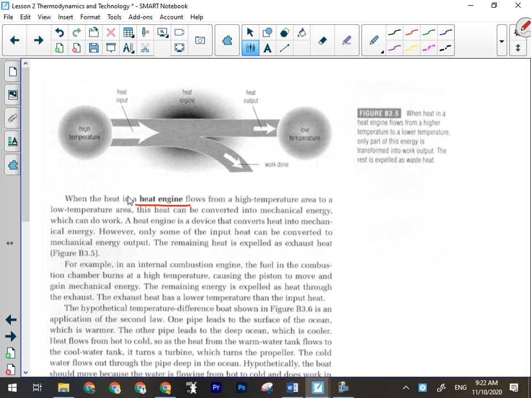In a heat engine, when heat flows from high temperature to low temperature, this heat can be converted into mechanical energy. So as long as I put the heat engine between the high temperature and the low temperature, I'm going to steal some of that thermal energy and convert it into mechanical energy. That's going to do work. Am I going to get all of it? Never, no. A lot of it is still going to end up in the low temperature area and not do anything useful. But I can get some of it, and I can use that to do work.